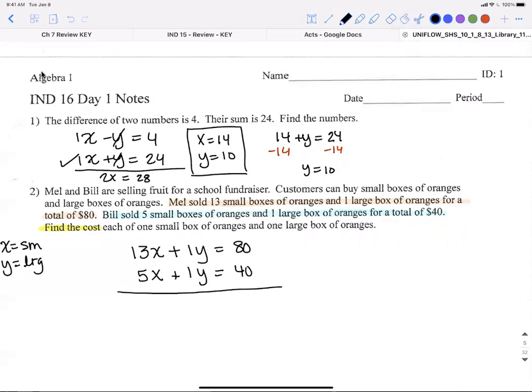And because I have plus 1Y and plus 1Y, I do need to run a negative through either the top or the bottom, and it doesn't matter which. So I'm going to make each one of these a negative. So negative, negative, negative.